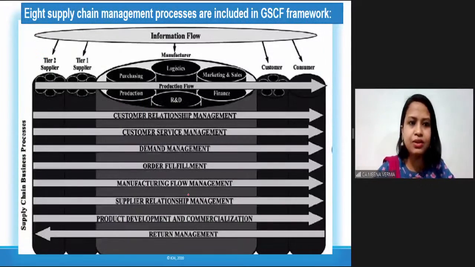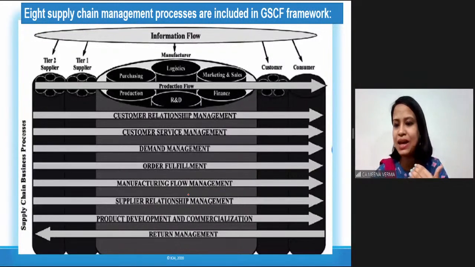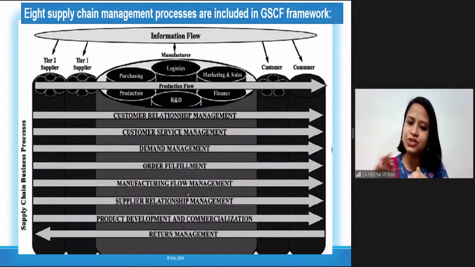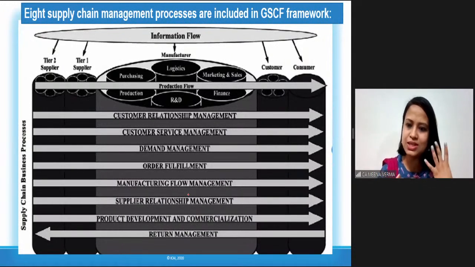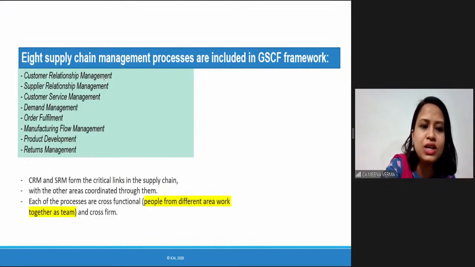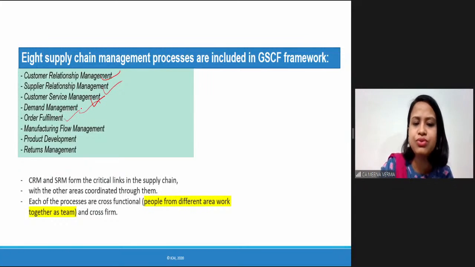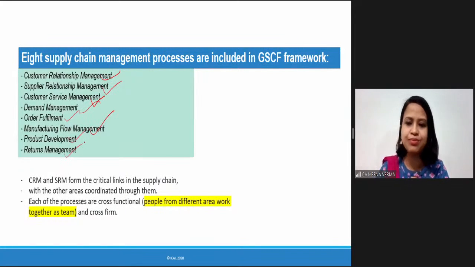Now let us understand that there is the Global Supply Chain Forum, where we will study the 8 supply chain management processes. There are some ways with the help of which we can manage our supply chain. These are the 8 processes which we will study right now. This is related to customer relationship management, customer service management, supplier relationship management, demand management, order fulfillment, manufacturing flow management, product development, and return management.